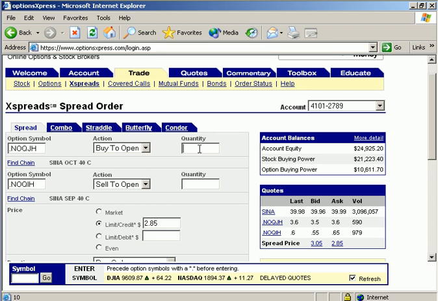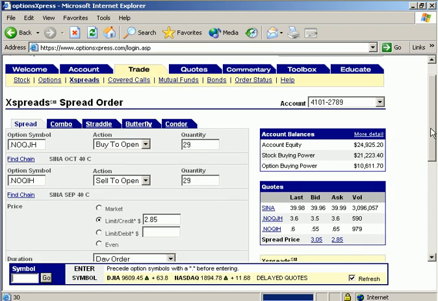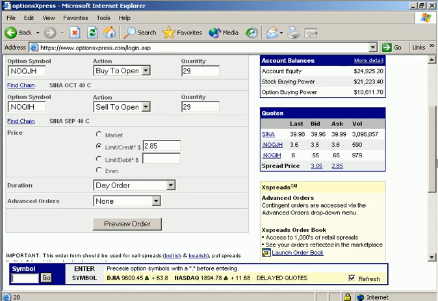So we're going to buy 29 contracts on the October, and then we're going to sell 29 contracts on the September. It's just that simple. So now we definitely need to hit the execution button. Let's go ahead and do that.